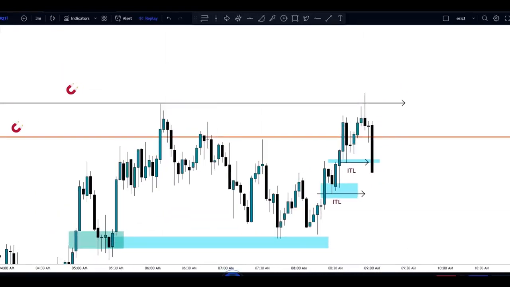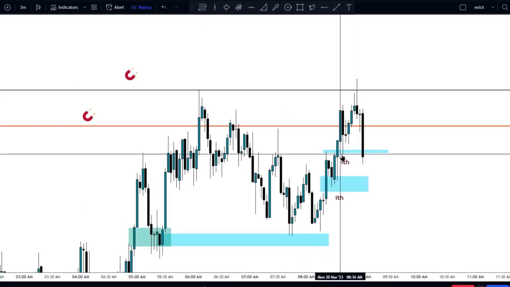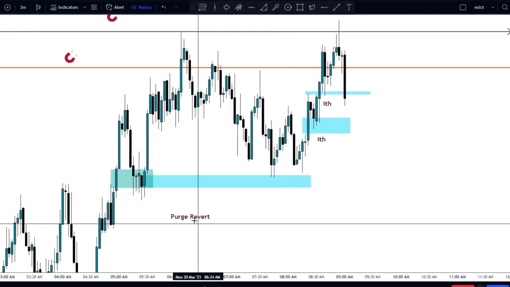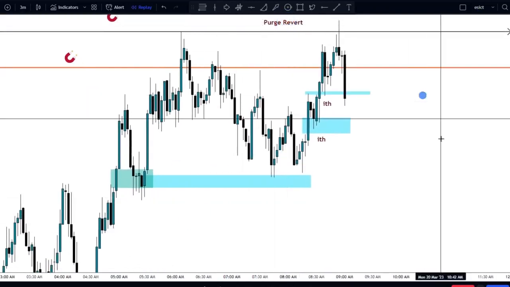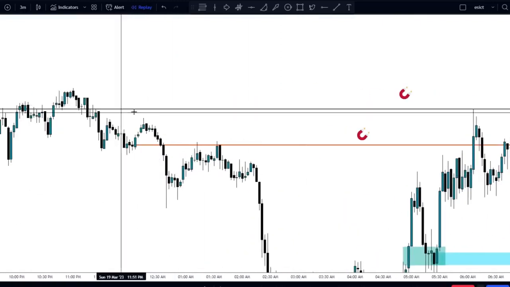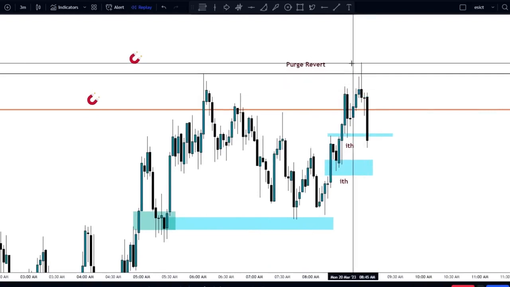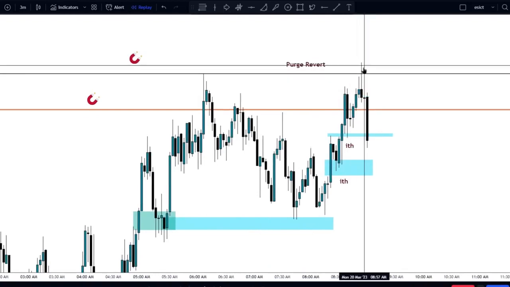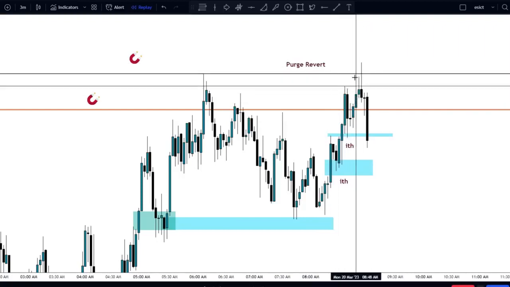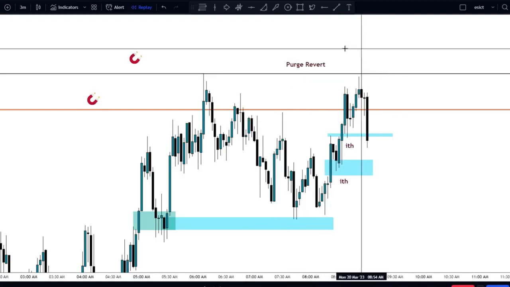So let's go forward a little bit and then see it immediately dump. It immediately dumps, violating the ITH. And this price action right here is a purge and revert. So it came up, cleared out the liquidity, and now the liquidity pool's been purged, the buy stops have been ran. Because if you're a seller, you put buy stops, so it's buy side liquidity pools above here.